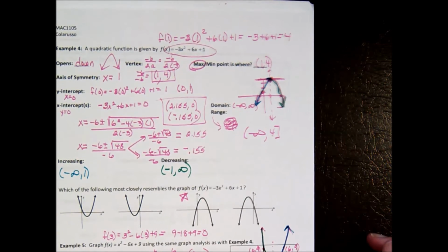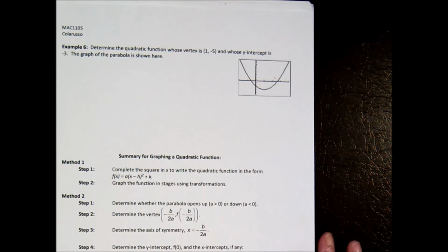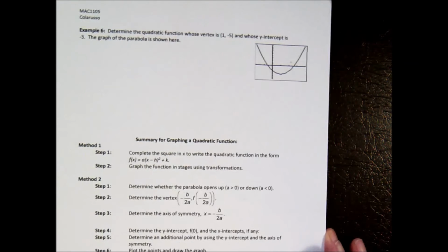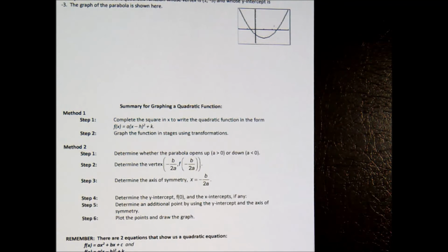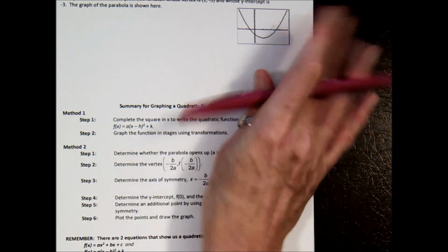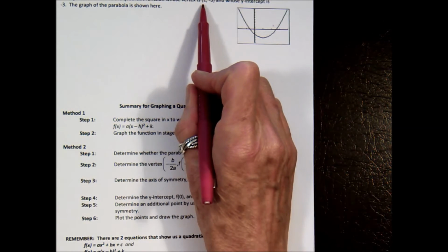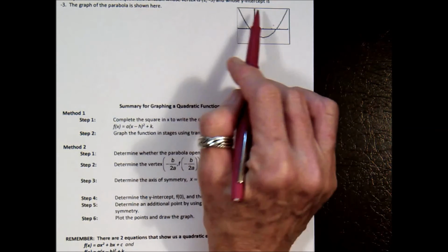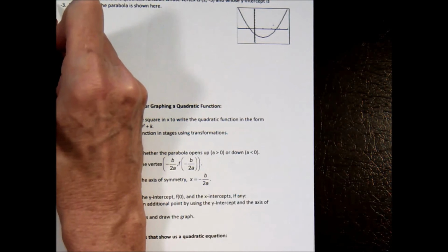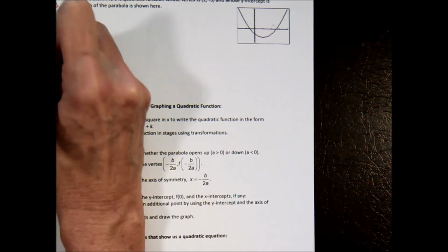All right, looking at the back, this is a different kind of problem. It says determine the function whose vertex is (1, -5) and whose y-intercept is -3. The graph of the parabola is shown here. So now we're doing the opposite. We already have the information. The vertex is at (1, -5), and the y-intercept is, I think part of this came off, it should be (0, -3).